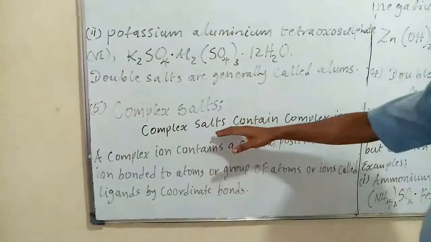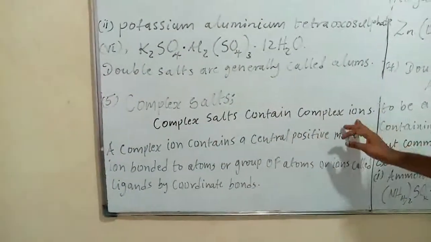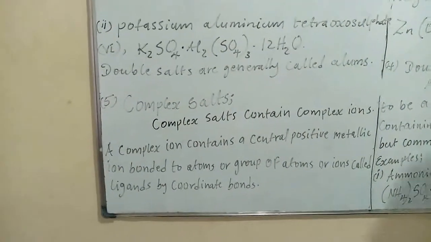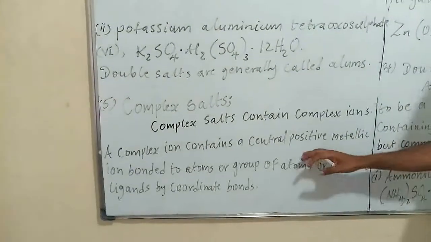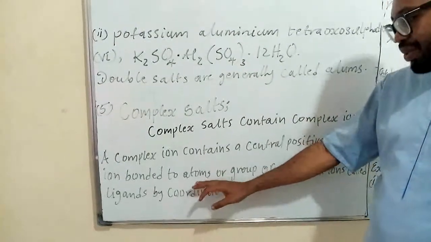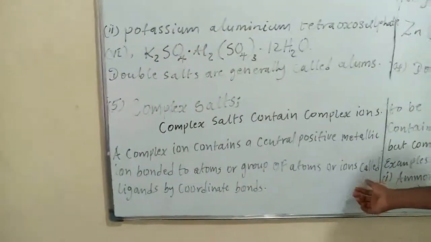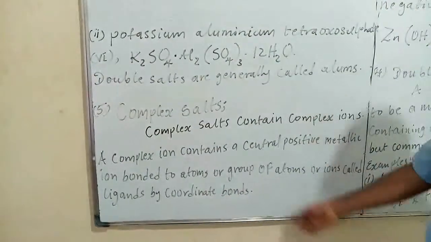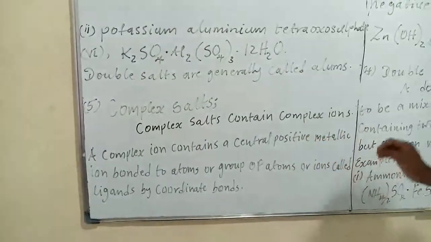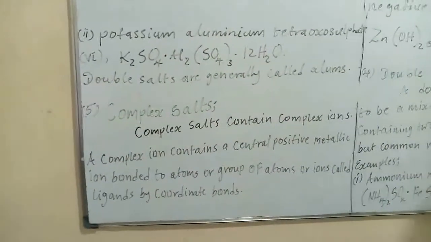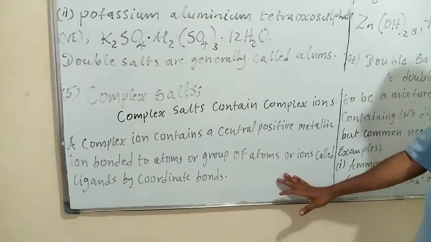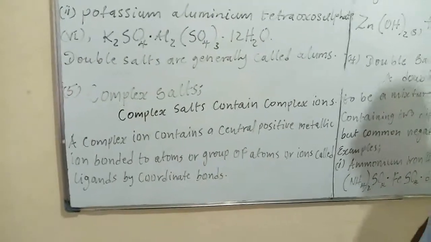Then the last is complex salt. Complex salt contains complex ions. A complex ion contains a central positive metallic ion bonded to atoms or groups of atoms or ions called ligands by coordinate bonds. A complex salt contains a central positive metallic ion bonded to an atom or group of atoms or ions called ligands by coordinate bonds.